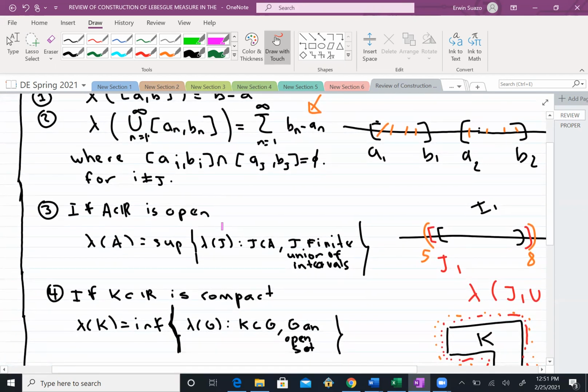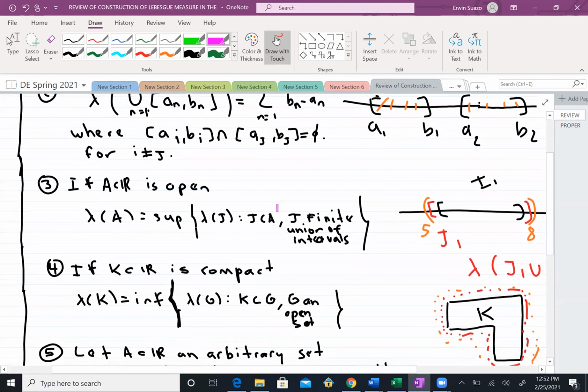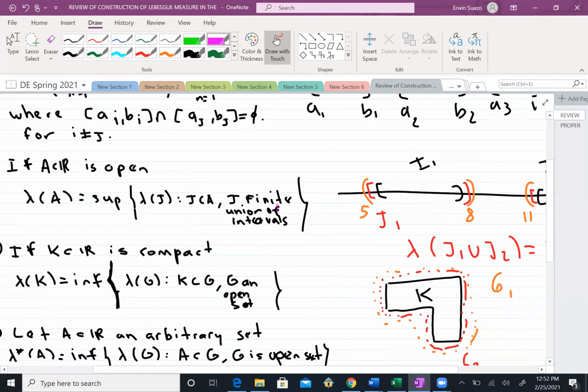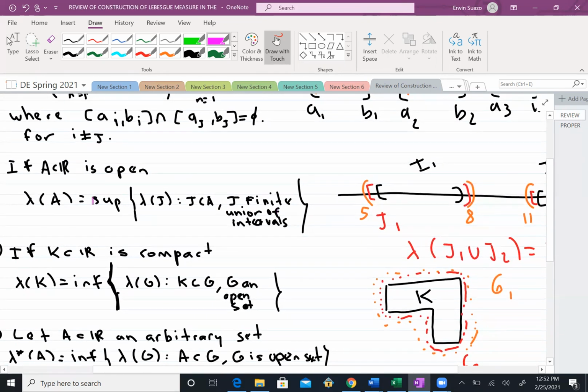Now we start becoming abstract. So let A be an open set. So an open set can be very weird. I mean, you can just not even graph it. Okay, an open set could be an infinite union of things. So there is no way you can graph it. Okay. So that's why we choose this definition.